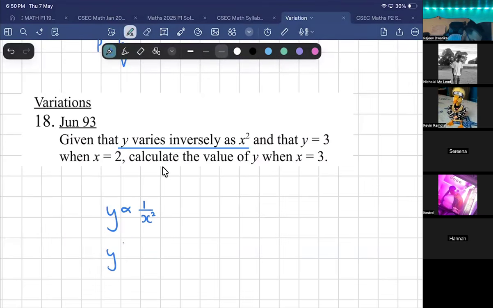Then you substitute. Nah. Okay, so this is a generalized statement, and now you need to formulate an equation by introducing the constant of proportionality. So you'll say y is equal to k over x squared.